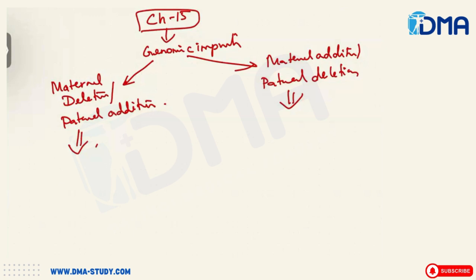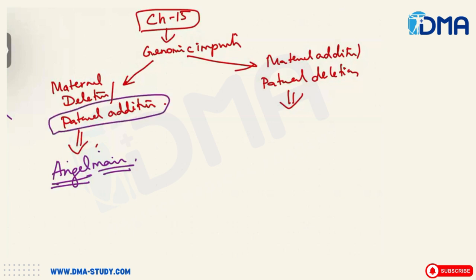Angelman syndrome. How will you remember it? See, angel is the mother, right? Man is a father. The mother has gone and the father has become an angel now. That's how you remember it as Angelman. Paternal addition is Angelman syndrome. How about maternal addition or a paternal deletion? It is Prader-Willi syndrome.